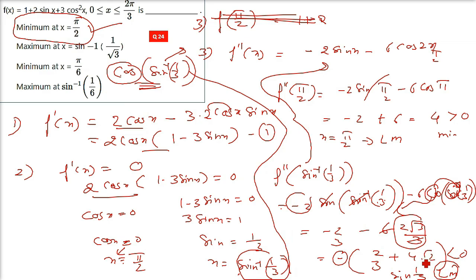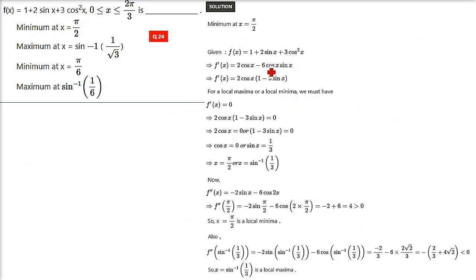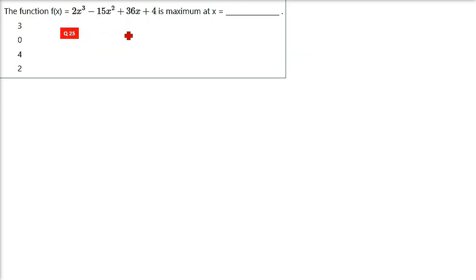Otherwise, we would have worried, oh no, it may be sin inverse 1 by 3 because we are getting sin inverse 1 by 3. But we are not getting it. It's sin inverse 1 by root 3. How are we going to do it? So this is in front of you, all the discussion which we did. Function f(x) equals this one is maximum at x equals to what? So we have x equals f(x). We are differentiating it right now, f dash x. When you differentiate it, what are you going to get?